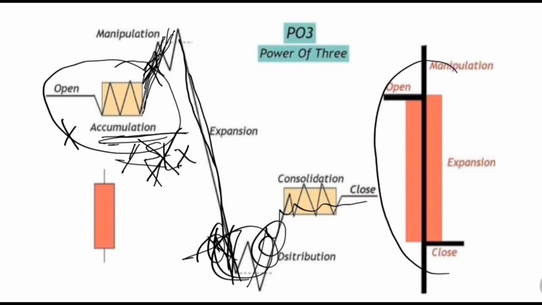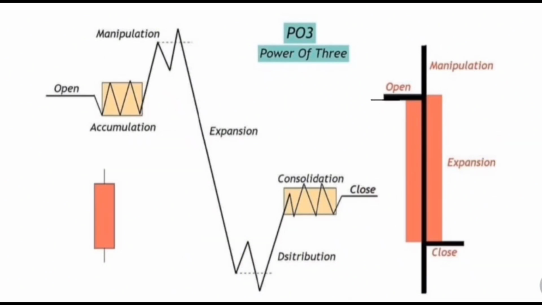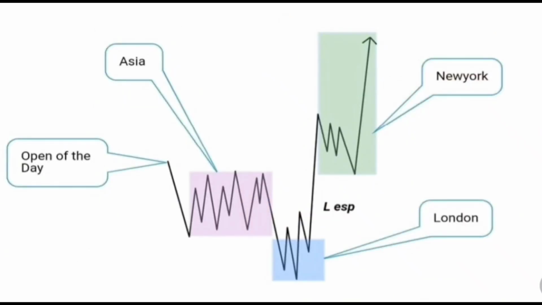This is a daily candle. The market opens right here and then manipulates. It opens with an accumulation and manipulates the retail traders into a buy position, and now there will be a sell, which is called the expansion phase or the distribution phase. This is very, very important. Look at it right here.